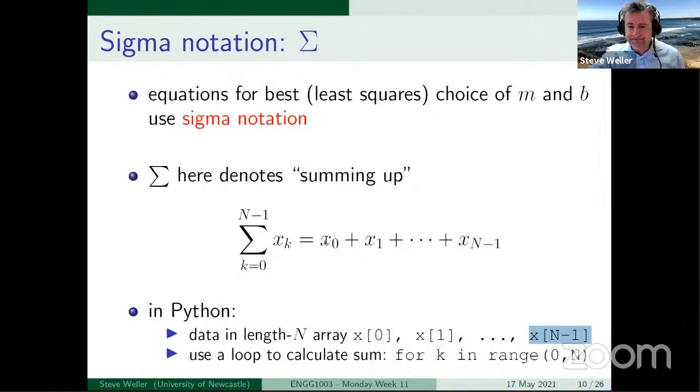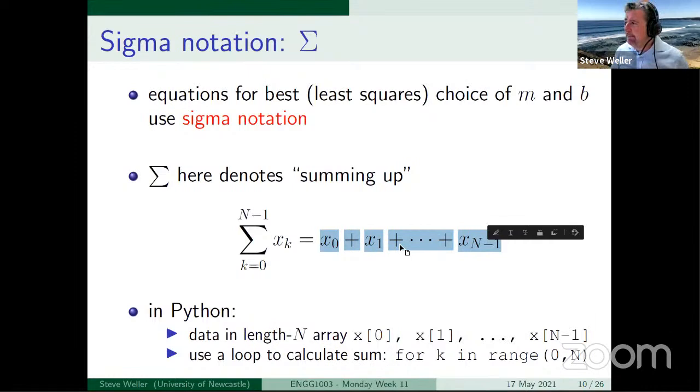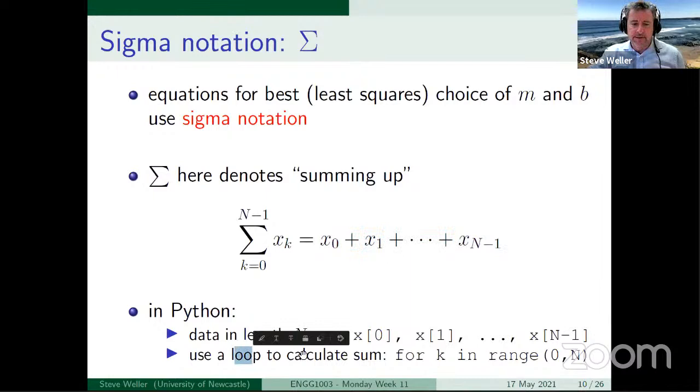And because it's an array and we're doing something iteratively, it maps perfectly to the use of a for loop. So we can use a loop to calculate this sum if we ever needed such a sum. So we know we can use for k in range zero to n, meaning for k running over the range of values zero, the first argument to the range function, up to the element before n, so n minus one.